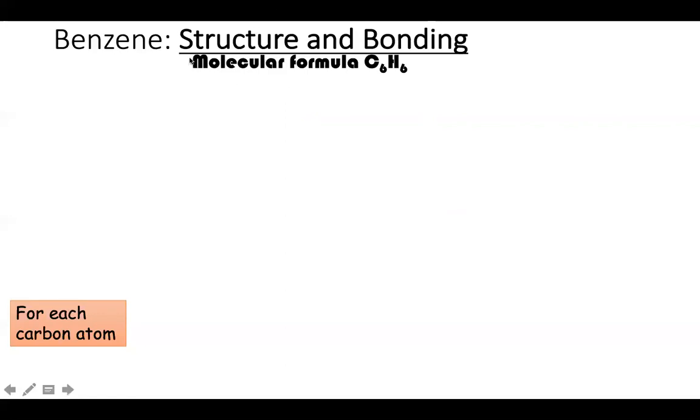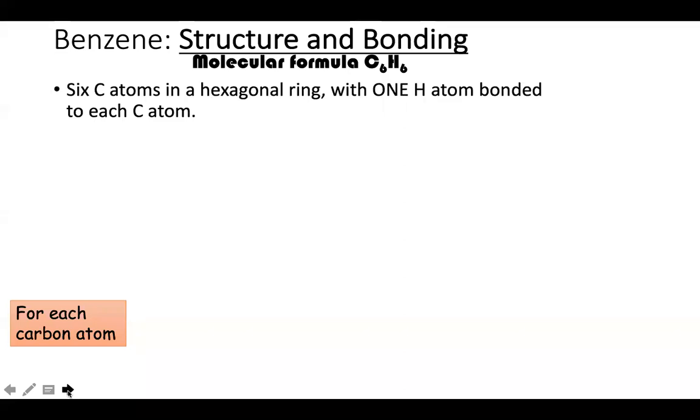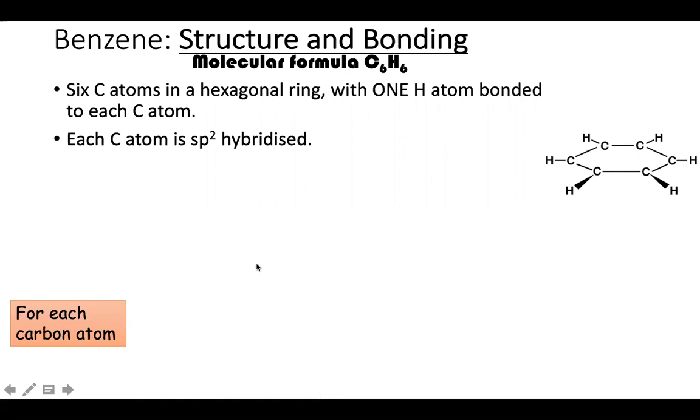Right, so before we look at the bonding, we need to know the hybridization of the carbon atoms in the benzene ring. There are 6 carbon atoms in a hexagonal ring, with 1 hydrogen atom bonded to each, hanging outside of the ring. This is how it looks, right? Each carbon atom is sp2 hybridized. Okay, how do you know it's sp2 hybridized?